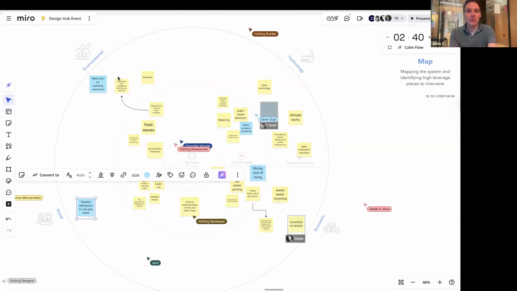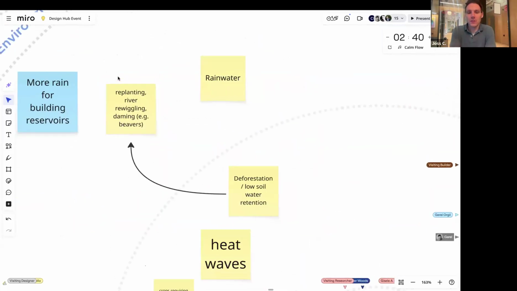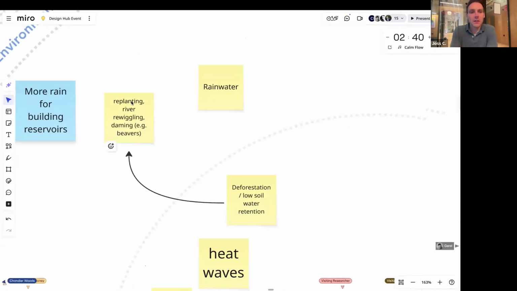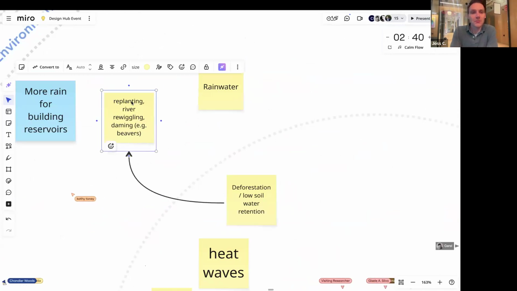One or two of you already did that, so let's take a look. So deforestation, low soil water retention. You put this in the environment section. Very good. What should we do? Replanting, river re-wiggling, okay, never heard of that. Damming, e.g. beavers. Okay, we get the beavers to fix this for us. Excellent. More rain for building reservoirs.